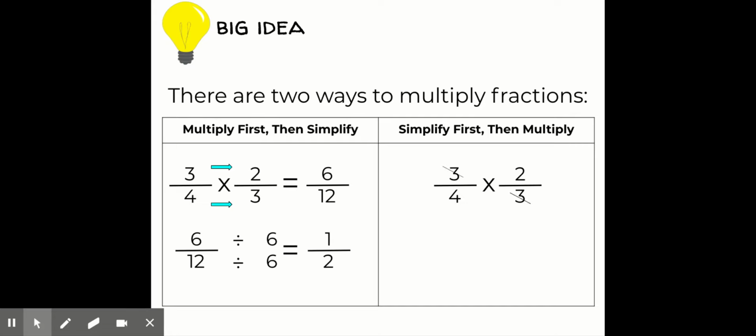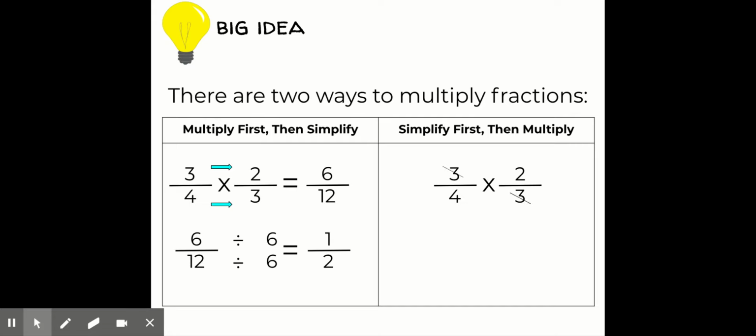Our success criteria for today is based on our lessons that we've had in the past. We can represent our fractions with models. We can also interpret fractions as division. We can use models to multiply whole numbers and fractions, and we can also use models to multiply fractions.